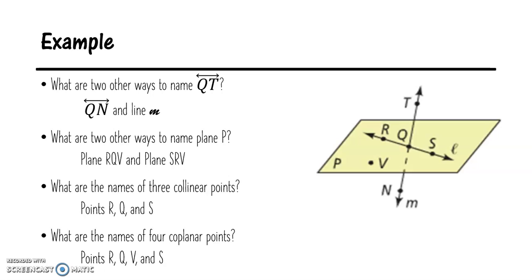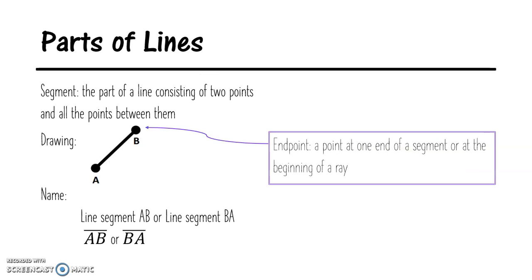Okay, so now we have some more terms to talk about. We're going to be looking at parts of lines. So we're going to take a line and we're going to cut off 1 or 2 of the arrows and see what happens. The first part of a line that I would like to talk about is a segment. A segment is the part of a line consisting of 2 points, in this case A and B, and all of the points between them.